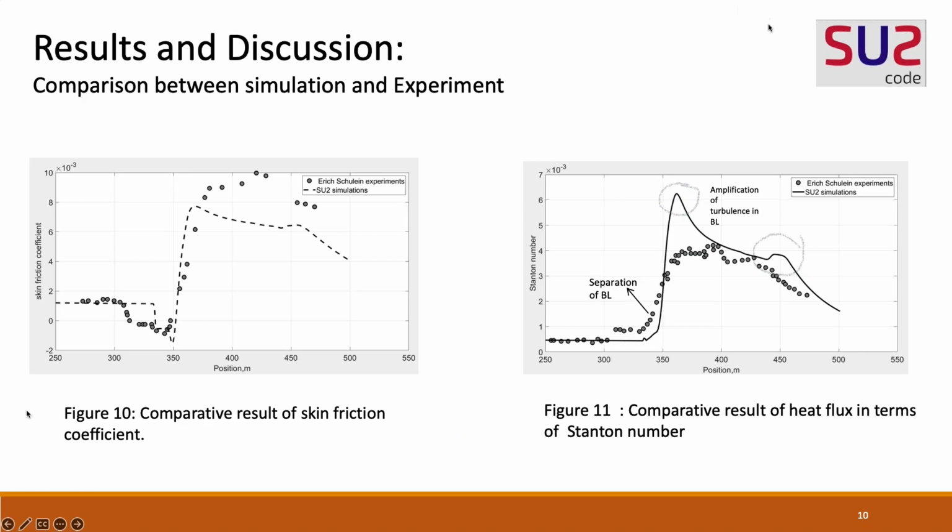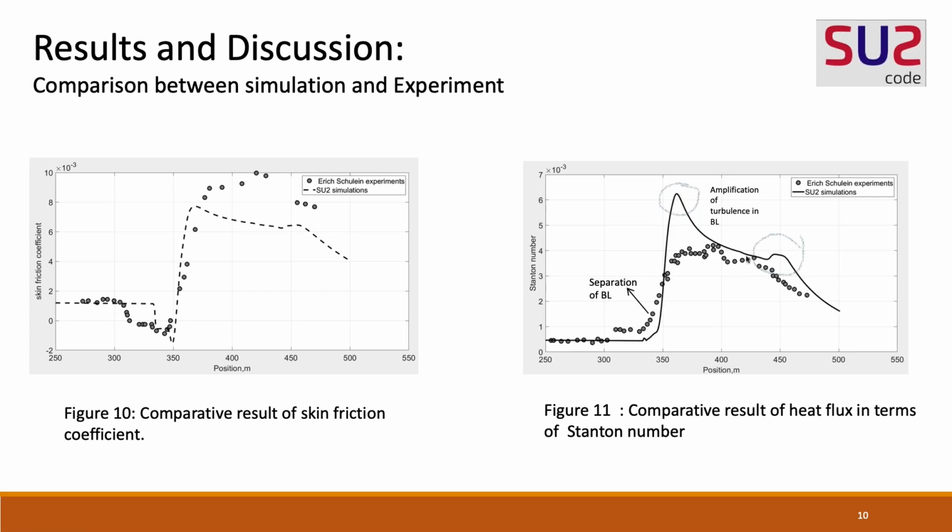The next is the result obtained for the skin friction and the heat flux. As you can see on the left-hand side, the experimental and the CFD validation are agreeing very well. And for the Stanton number, the experimental and the CFD validation are agreeing very well, except at some points. The first point is the peak. This peak is due to the amplification of the turbulence in the boundary layer. It can be attributed to the inability of the turbulence model.